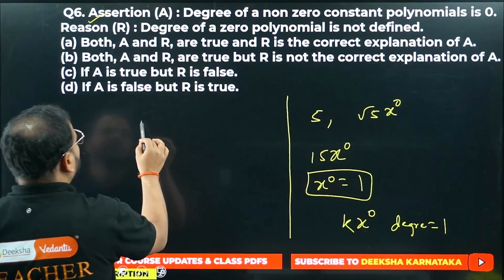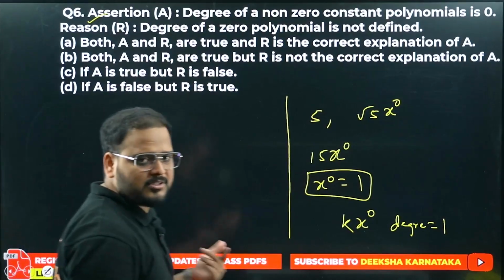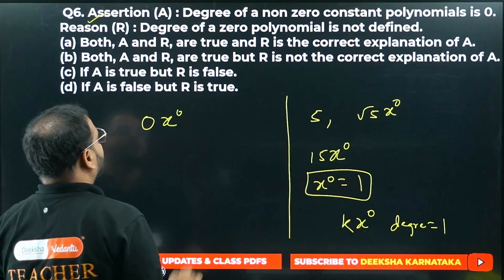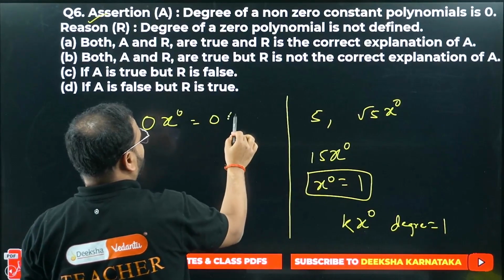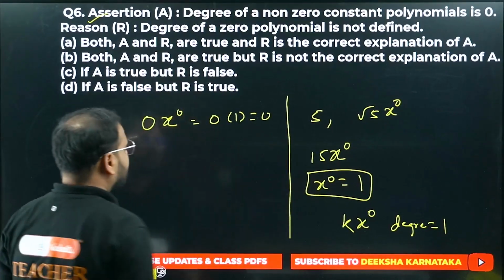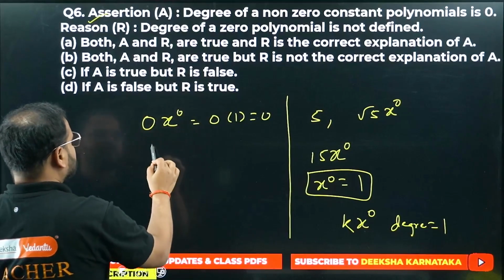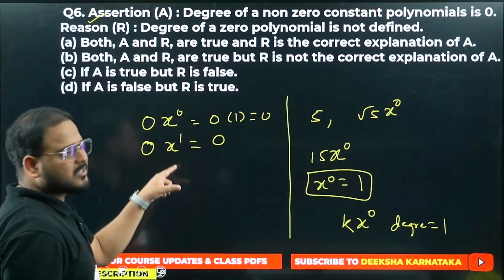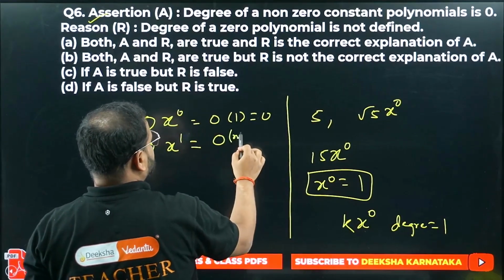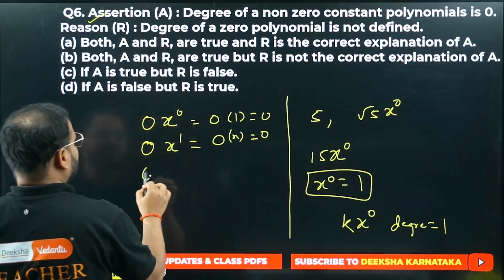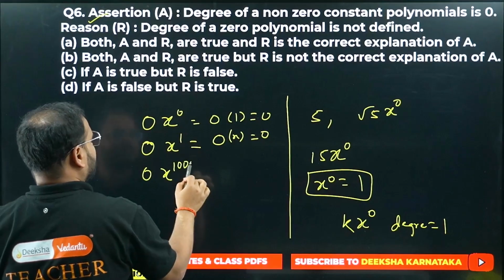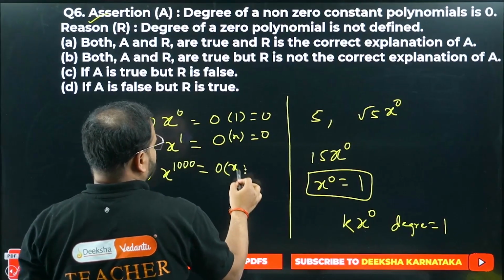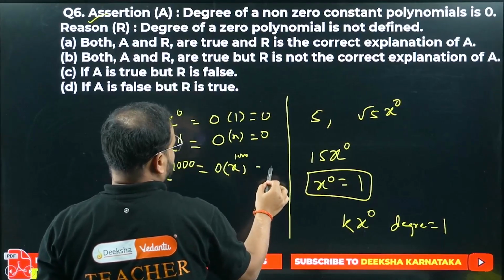Sir, zero polynomial is just 0. It's only one polynomial, 0. Why can't you write it like this, sir? 0 times x power 0, then it will become 0 times 1, so 0. Correct? What about this: 0 into x power 1. This also is 0, no? X power 1 is x, and 0 into x is again 0. So again I can write 0 into x power 1000. Whatever it is, it is going to be 0.